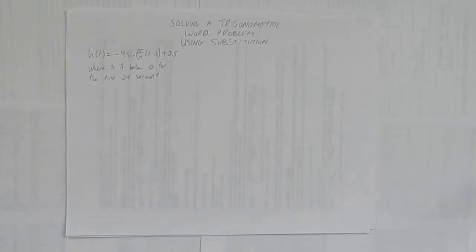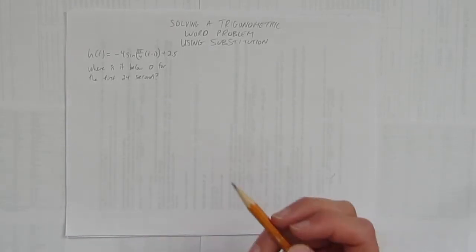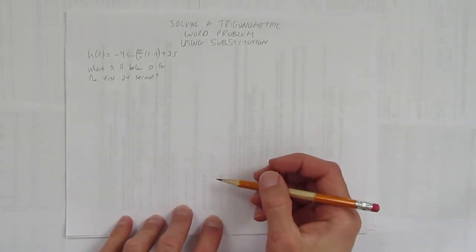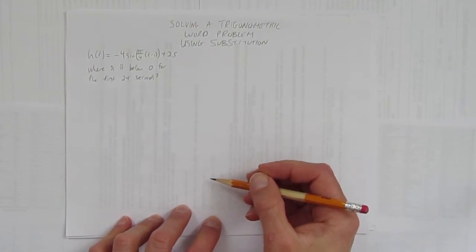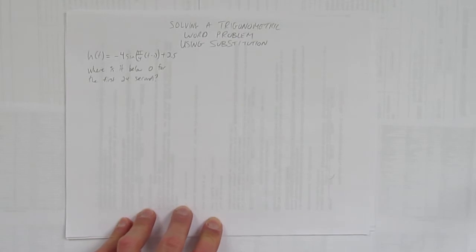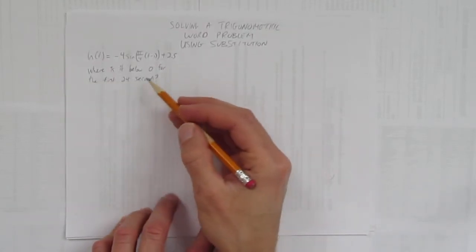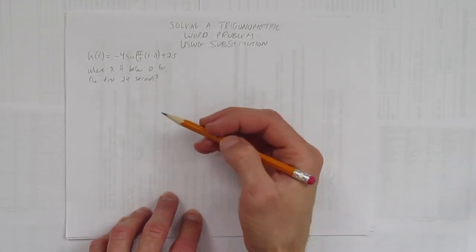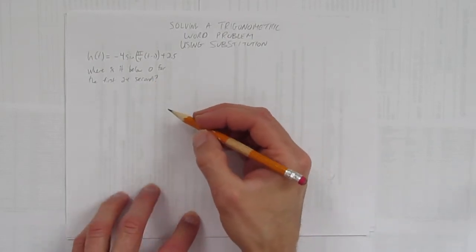In this video, we'll look at solving a trigonometric word problem using substitution. The equation given is h(t) = -4 sine of (pi over 4 t minus 1) plus 2.5. This is from a word problem in your textbook, page 428, number 12. And it asks, where is it below the water, below 0, for the first 24 seconds?